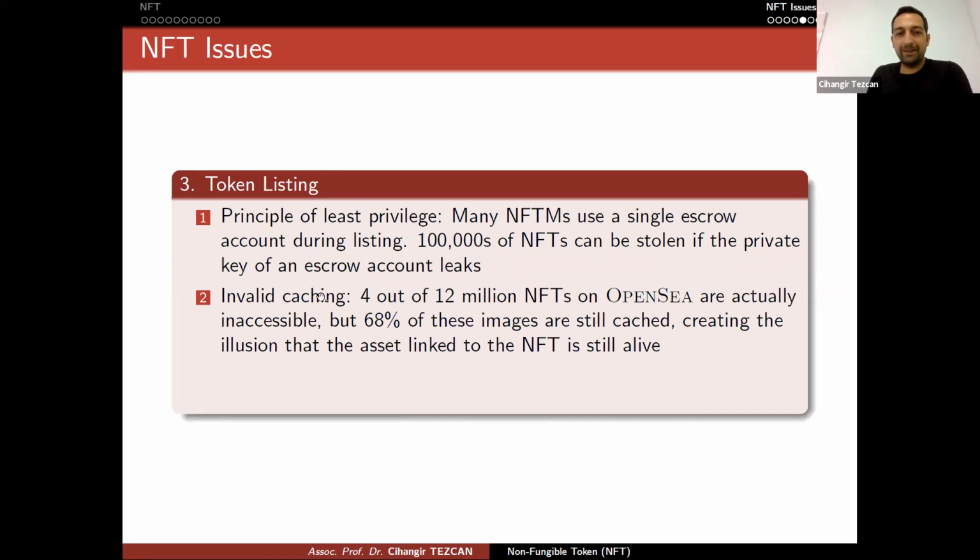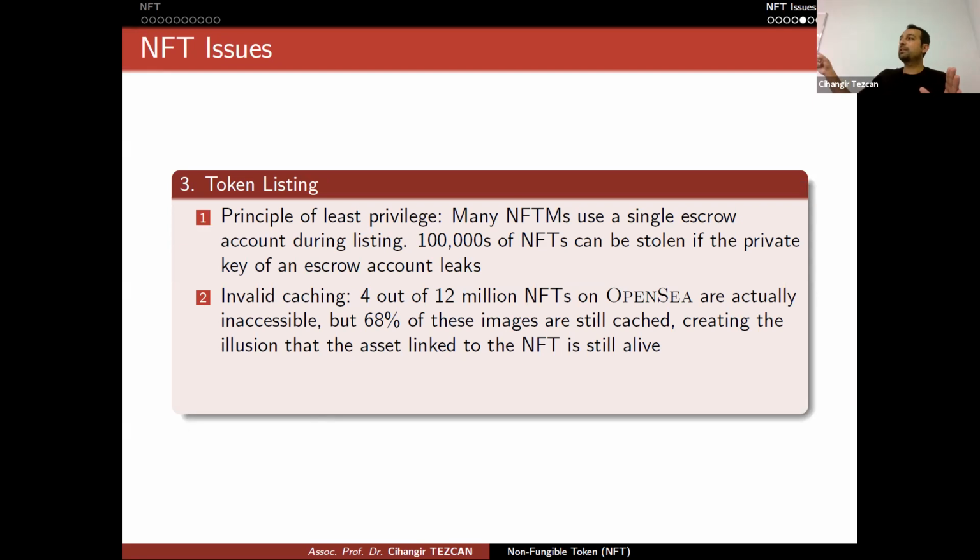The second problem about listing is invalid caching. So this is very important. Assume that I created and minted an NFT and put it on an HTTP web page. Then I listed it on a marketplace. So actually what they do is they download the image file, they create a cache of it, probably with a smaller size version, and this is what they list on their web page.